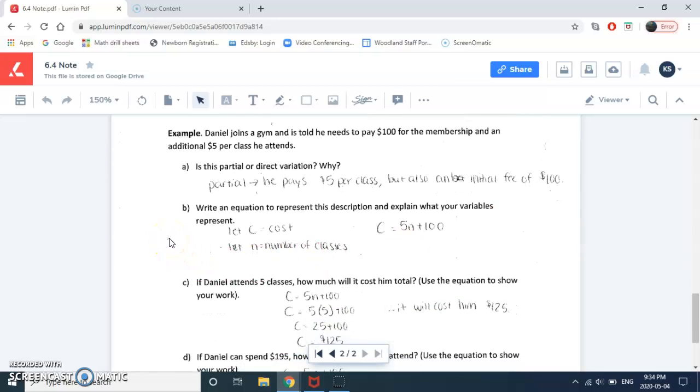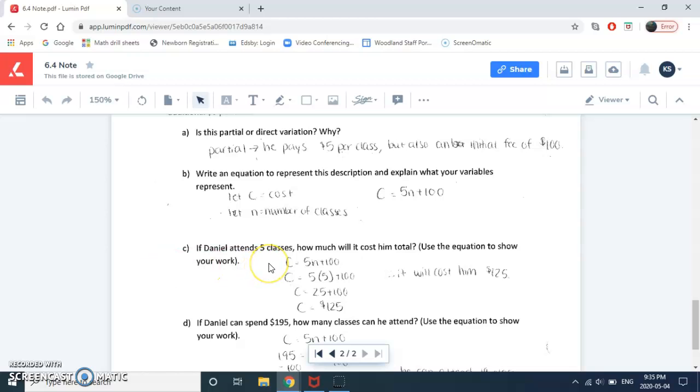Write an equation to represent this description and explain what your variables represent. So we're going to say let C equal the cost. We want to find out how much does Daniel have to pay. So we're going to find out what the total cost is, and we're going to let N represent the number of classes. So we have cost equals, we have $5 per class, so 5N, and then we have to add that initial $100 that he has to pay for his membership fee. So we're going to plus 100, and that won't change off of anything else. It's just a straight $100, so we consider that a constant.